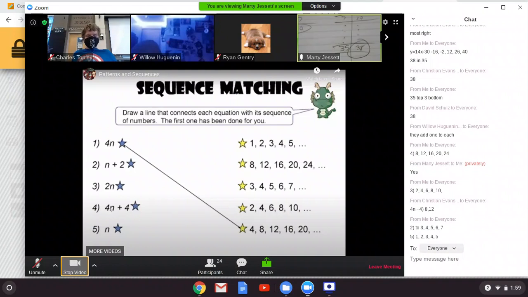Number 4, 4n plus 4. Again, if you put in a 1, 4 times 1 is 4 plus 4 is 8. So this one starts with 8, which this one does. So let's check it out. If you put in a 2 for n, 4 times 2 is 8 plus 4, that's 12. So that seems to be working. So number 4 goes with the second grouping, which means the last one must go with that first one.